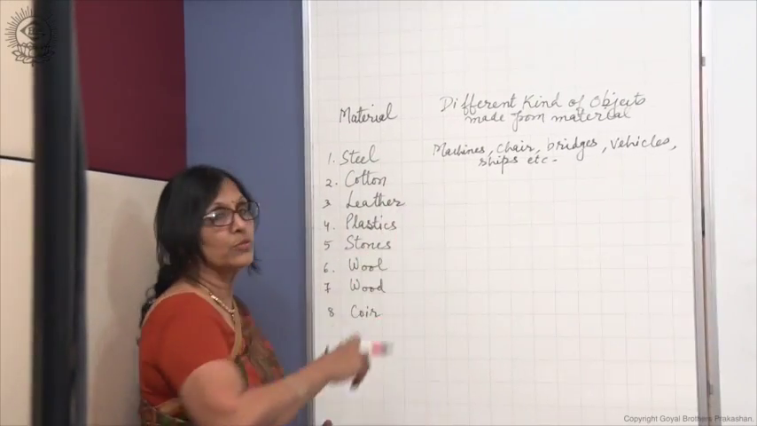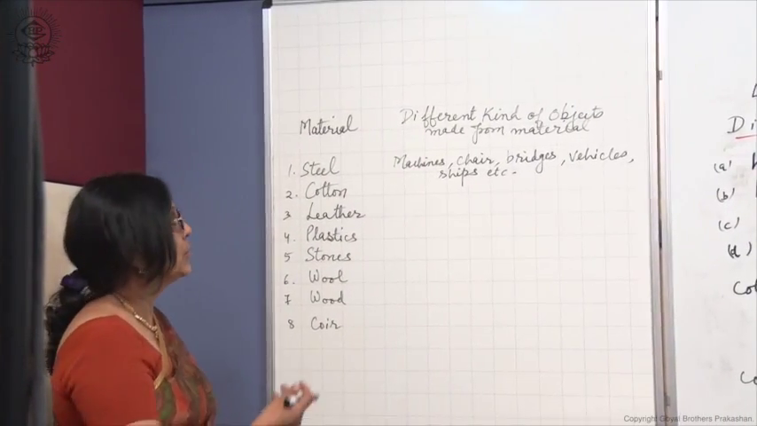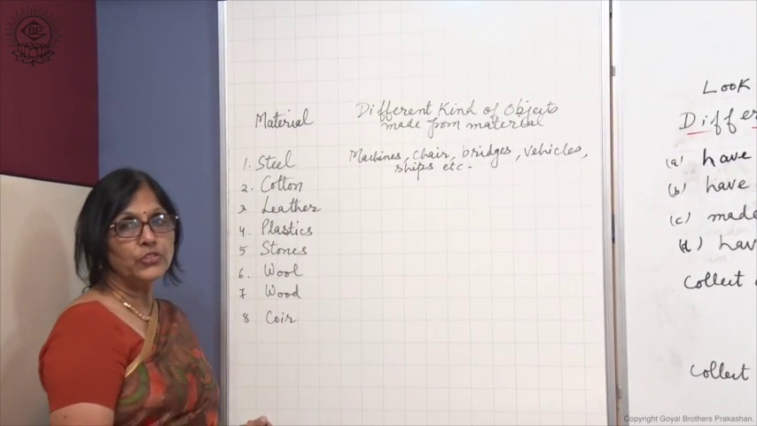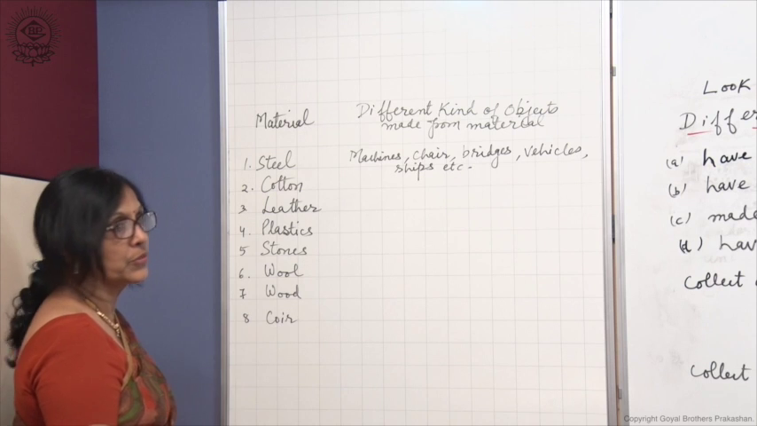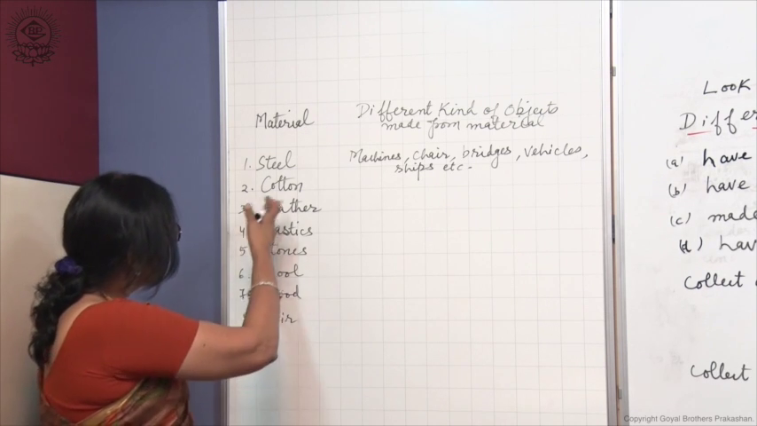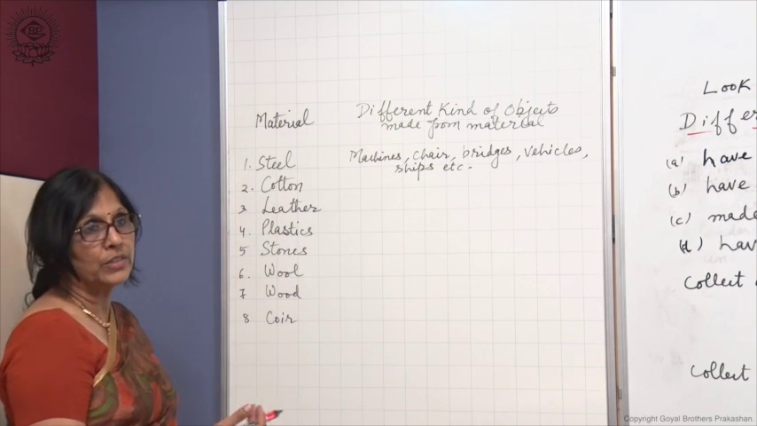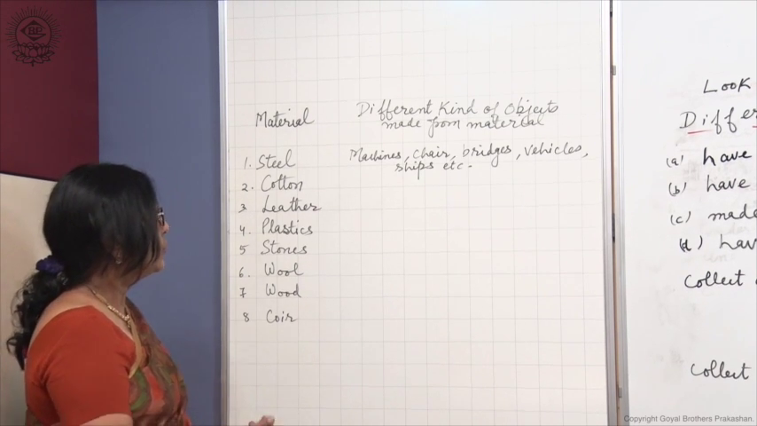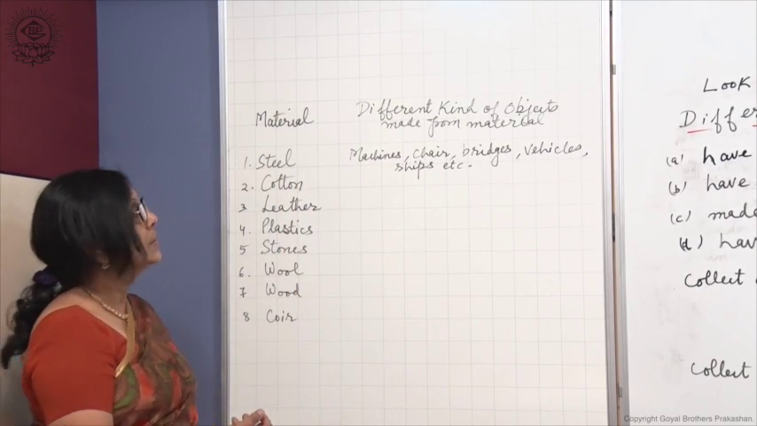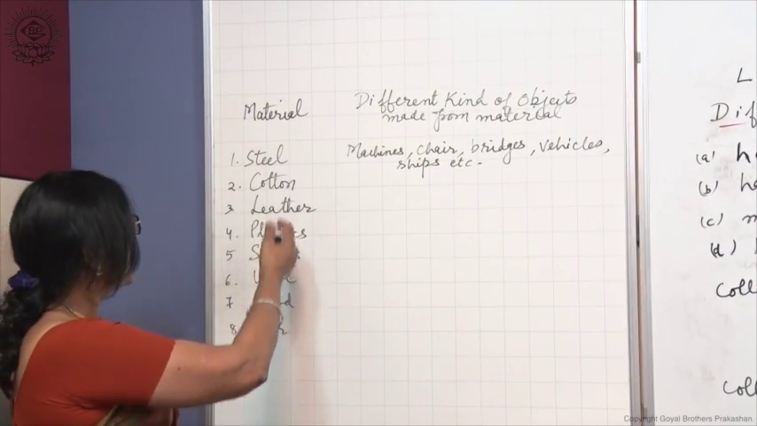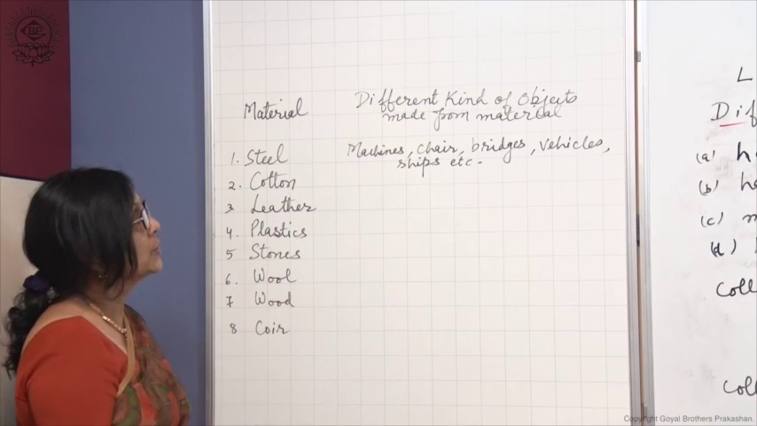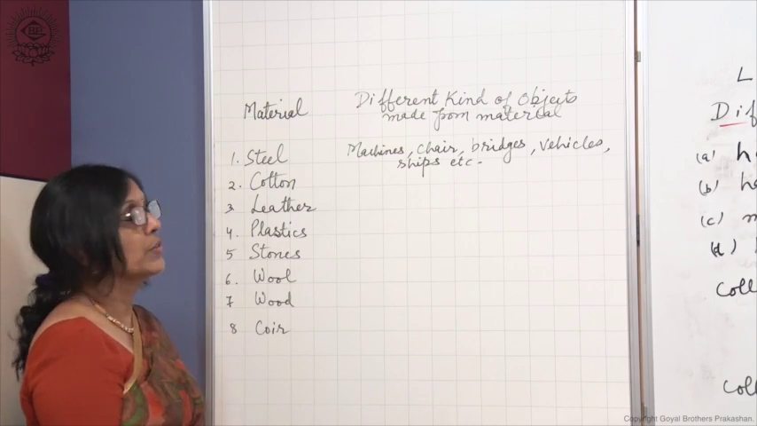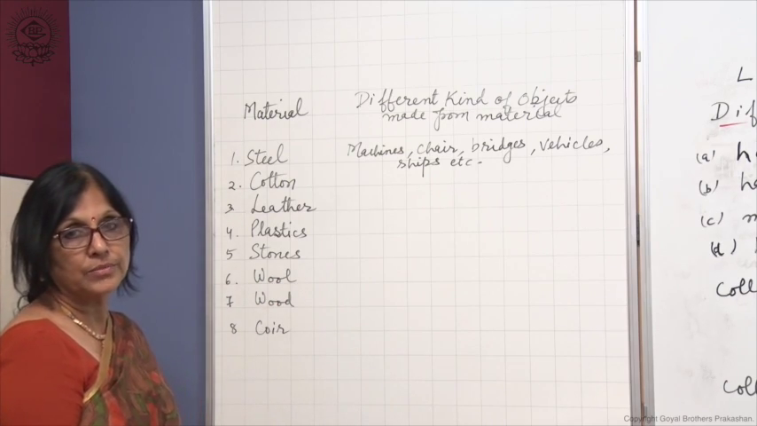Like steel can be used to make so many things, like chair, table, machines, bridges, vehicles, car, motors, ships. So many things can be made from steel. Similarly, cotton can be used to make so many things, quilts, mattresses and the clothes and curtains and anything. So, you can complete this table yourself and think on the basis of the material what different kinds of objects can be made from these materials.